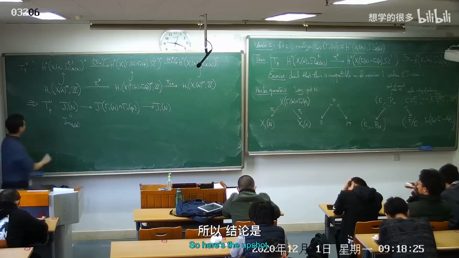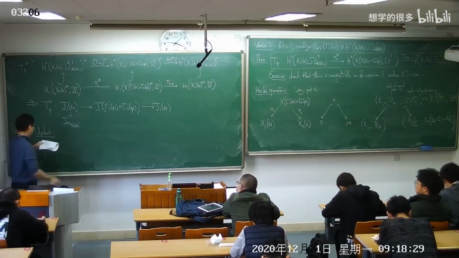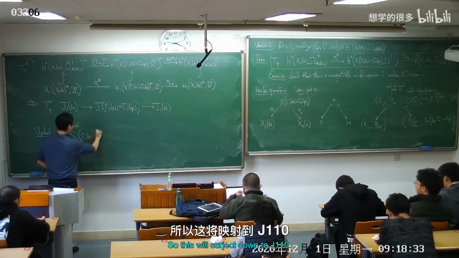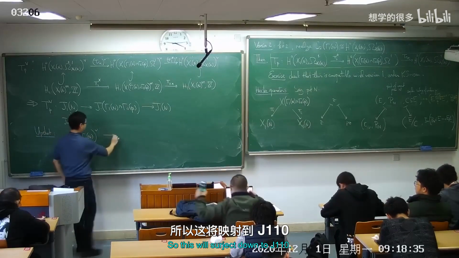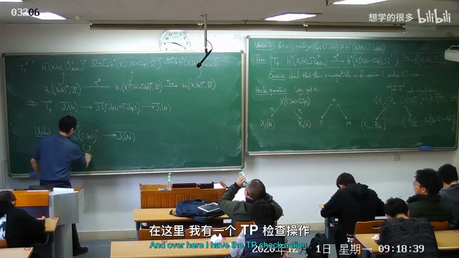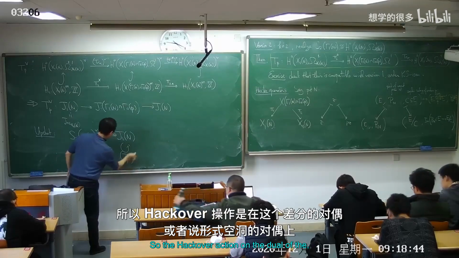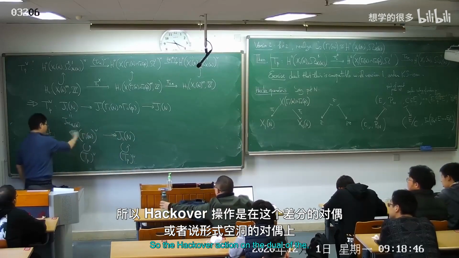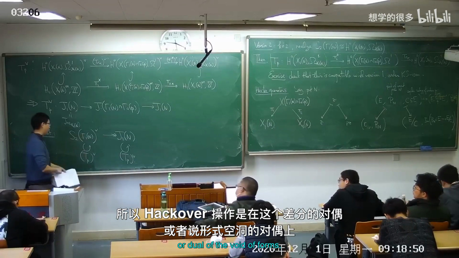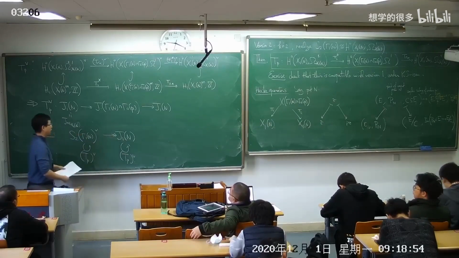So here's the upshot. What we're trying to convey is that the weight 2 modular forms surject down to J1(N), and over here I have the T_p check action. It's compatible with T_p check. So the Hecke operator action on the dual of the weight 2 modular forms induces a Hecke operator action on the corresponding Jacobian.